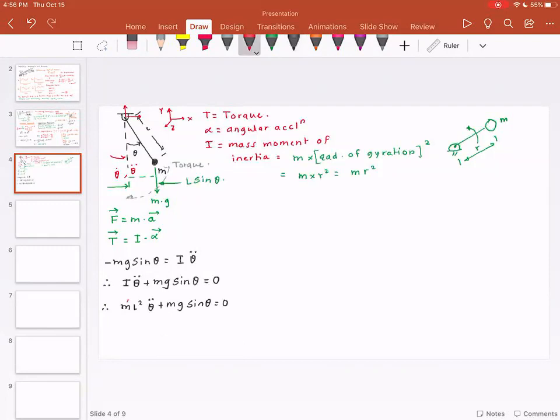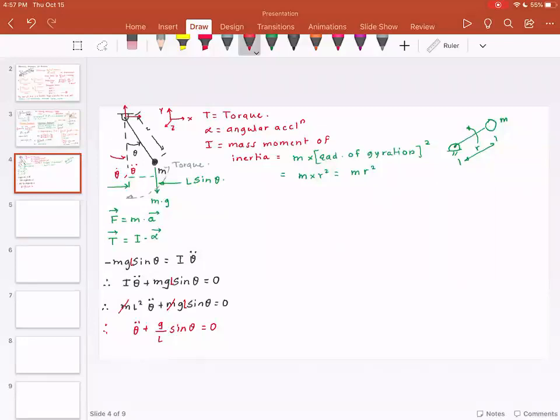And here m gets cancelled, and I missed one L. So there is an L here: mgL sine theta. So this equation becomes theta double dot plus g over L sine theta is equal to 0. Yeah, so I think my equation is correct now. So I have theta double dot plus g over L sine theta is equal to 0.